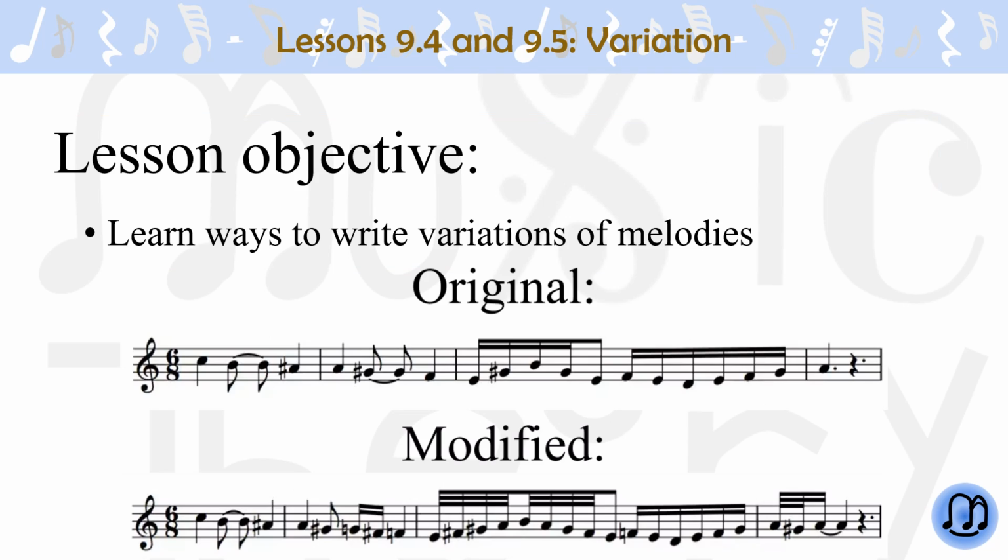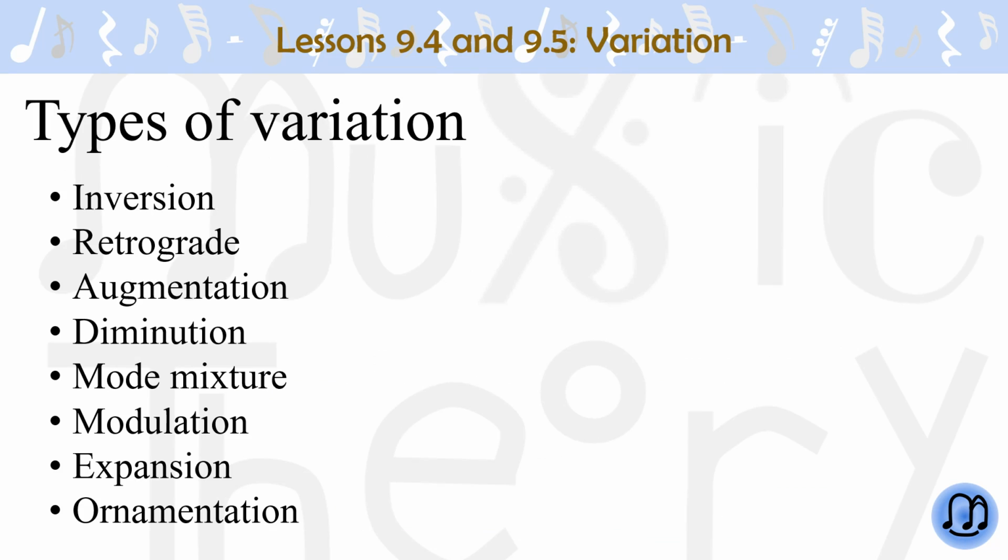This is lessons 9.4 and 9.5, variation. In today's lesson, I'm going to show you the different ways to write variations of melodies. The types of variation are inversion, retrograde, augmentation, diminution, mode mixture, modulation, expansion, and ornamentation.